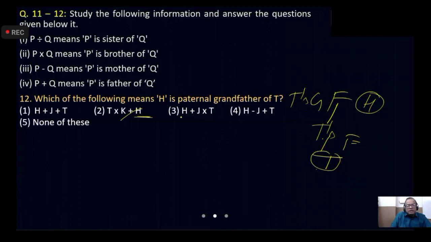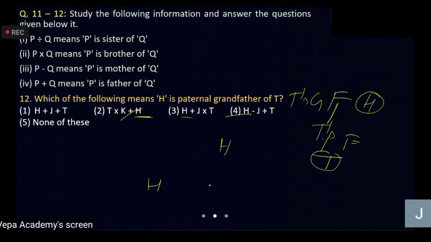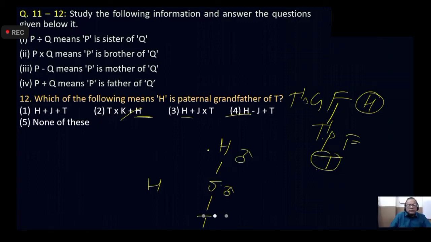Then H plus means H is father, possibility is there. H minus, minus is mother, ruled out. Now let us look at choice number 1. H plus J means H is father of J. J plus T means J is father of T. So T is there, T's father is J, J's father is H. This is satisfying the condition. So this is the answer, right?